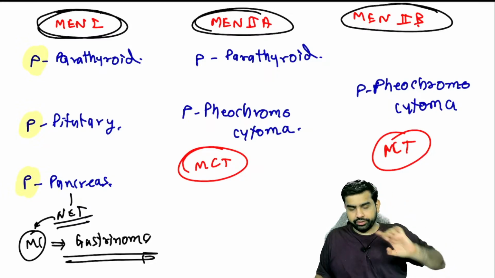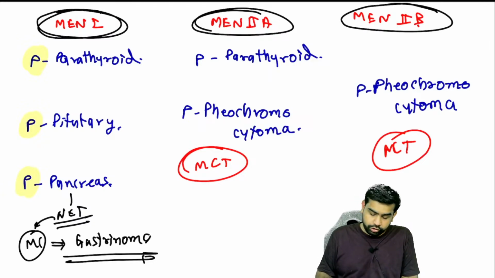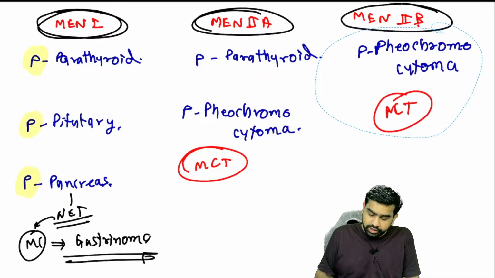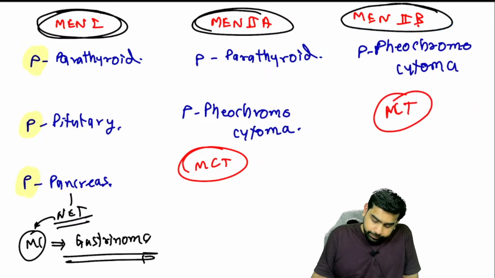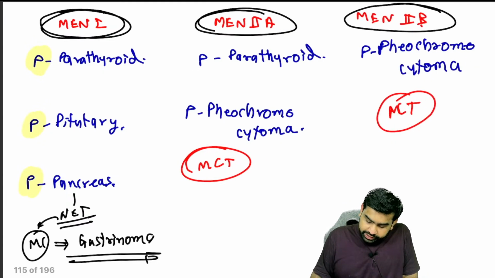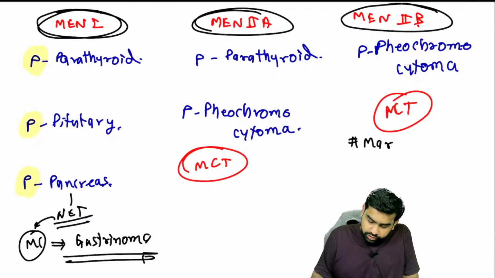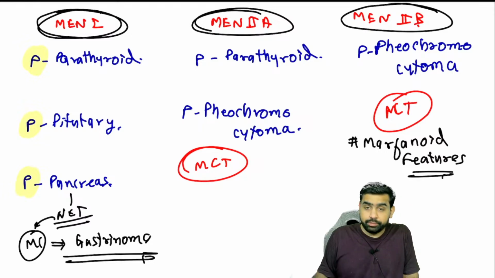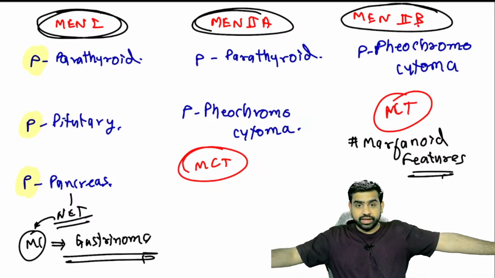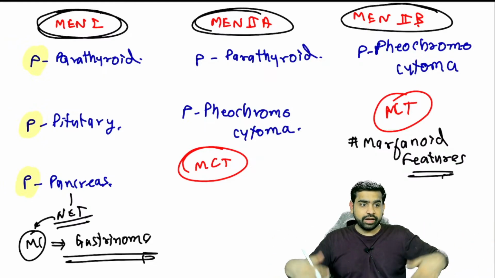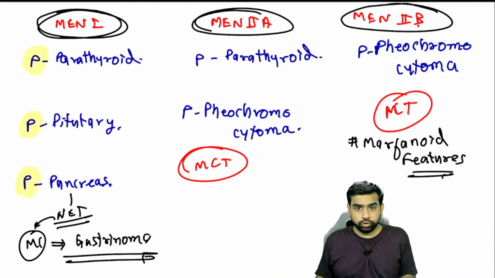An additional important thing you need to understand is that in the MEN2B syndrome, along with these particular things, there are also other things like marfanoid features. So what do you understand by marfanoid features? This basically means there is an increase in the arm span, the hands and the legs are increasing in length, and all those particular features.